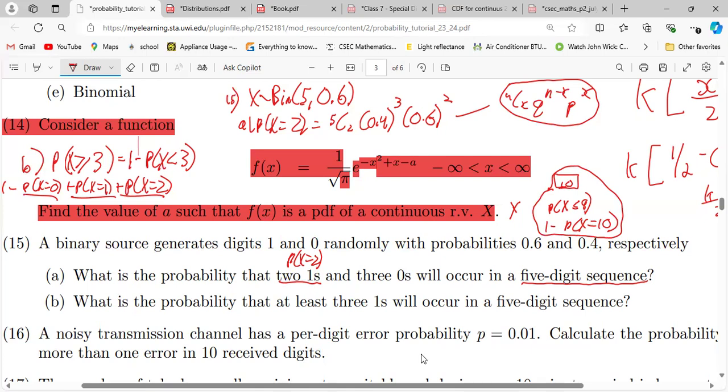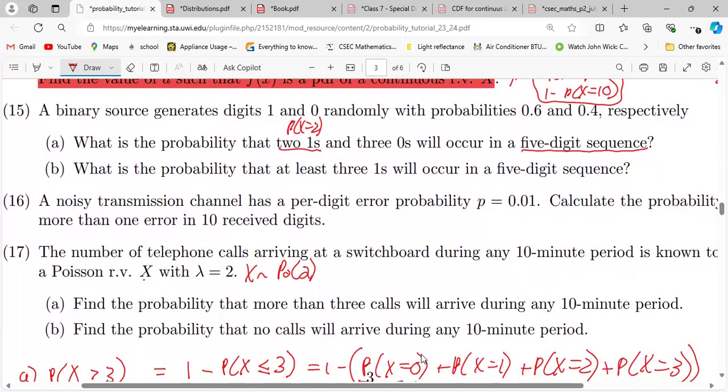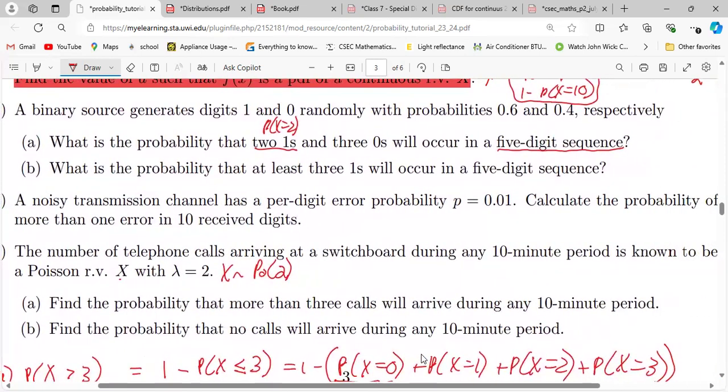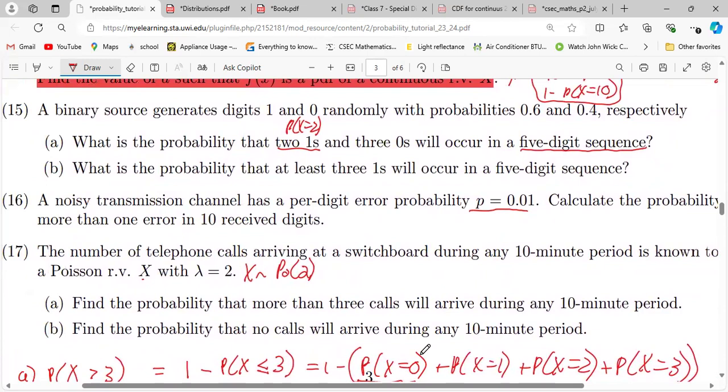Because that would change with each distribution, that's how we calculate in the PDF. All right, and it does have 16. A noisy transmission channel has a per digit error of p equal to 0.1. So they give you the probability of a success. Calculate the probability of more than one error in 10 received digits. So that's basically falling in line with what we do for binomial. We want something out of a total. So if X follows a binomial, parameter n is 10, and the probability of success is 0.1.